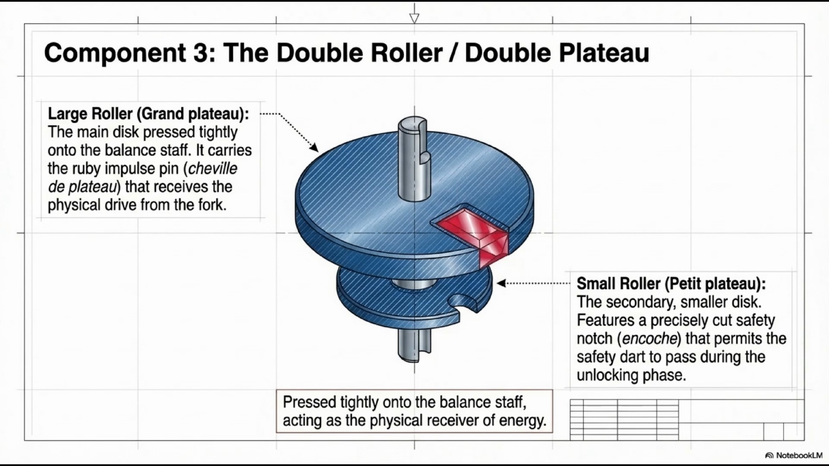One more detail, the impulse pin cross-section. The most common form is semicircular, as shown here, giving smooth entry and exit from the fork mouth. A triangular form also exists, which gives a sharper, more defined engagement. Both achieve the same function. So, grand plateau, petit plateau, cheville de plateau, encoche. Four functional elements, one pressed assembly, all spinning as one body with the balance wheel.